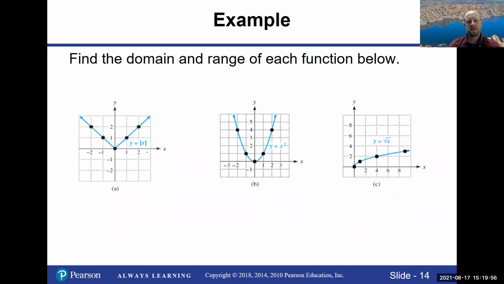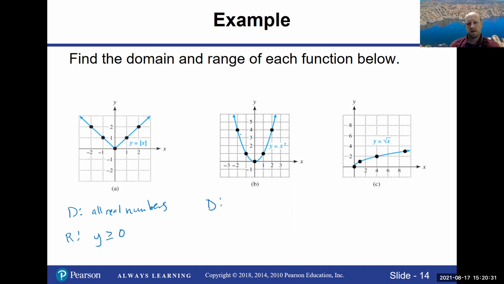All right, find the domain and range of these functions. We have this blue function, y equals the absolute value of x. This is kind of what it would look like. The domain, again, is what x values are included. We see the arrows here. This extends forever in both directions, so this is all real numbers. What's the range? The smallest y value this can be is 0. So the range is y is greater than or equal to 0.